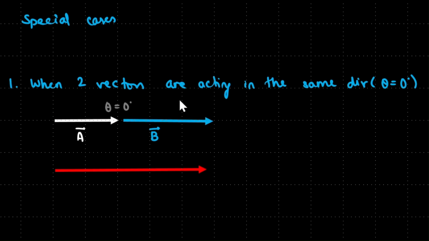So now let's name the resultant, which is r. Now we just need to find the magnitude and direction of r. Obviously, the direction of r is the same as a and b, so that's what we're going to find. The angle between vector a and vector b, phi, will obviously be 0 degrees.